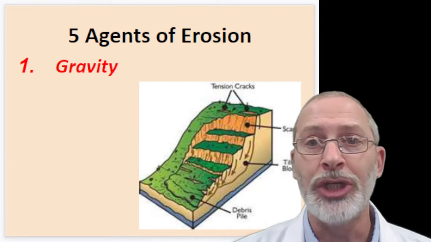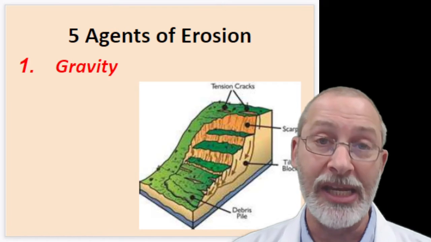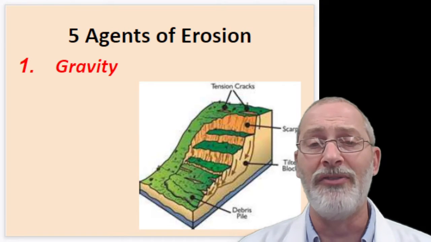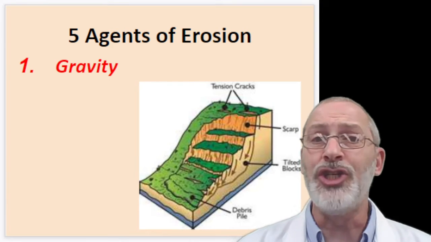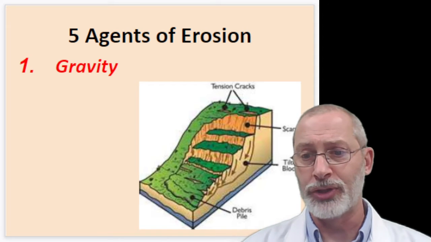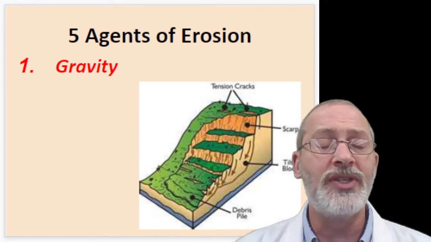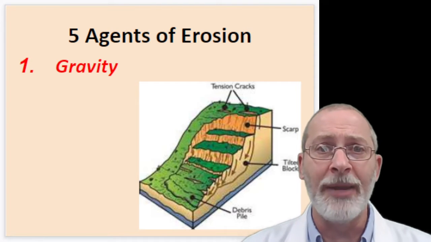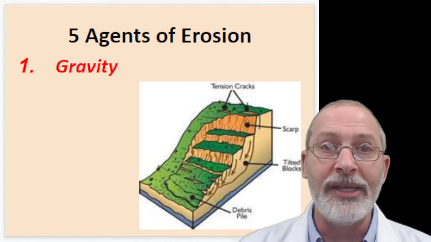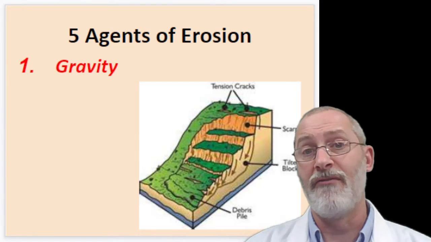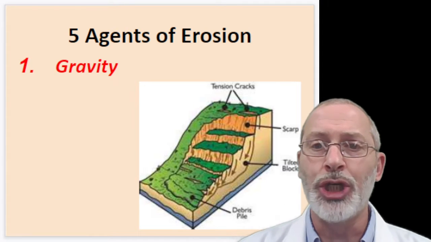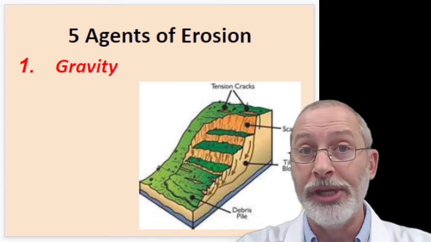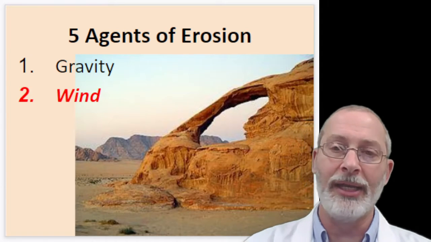The first agent of erosion is gravity. In fact, you might even say that gravity is the root cause of erosion, no matter what agent of erosion you're referring to, because gravity is a force that exists throughout our planet. And every time something is eroded, gravity is going to pull it down. But in and of itself, gravity is a major agent of erosion as it pulls massive piles of debris downward. We'll talk more about that later.